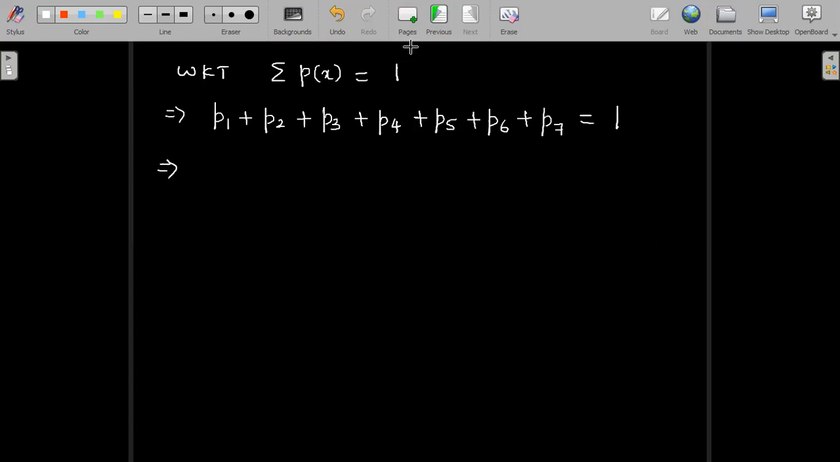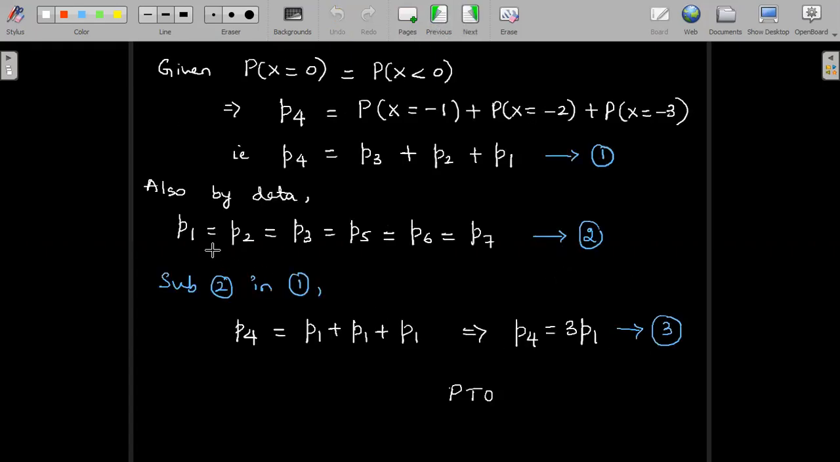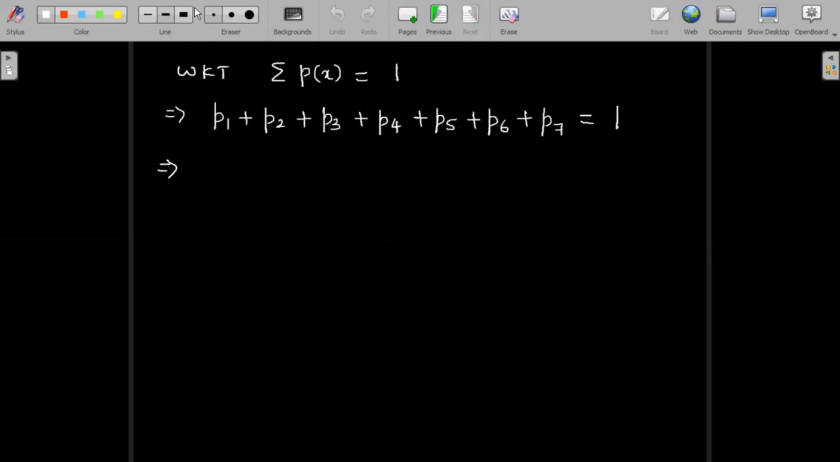Now we will use equations 2 and 3. We know that each of the probabilities P2, P3, P5, P6, P7 can be represented as equal to P1, no? So we will represent everything in terms of P1. Simultaneously, P4 let us substitute as 3P1. Means we are actually now using equations 2 and 3. So let me write down the same thing, substituting equations 2 and 3 in the above.